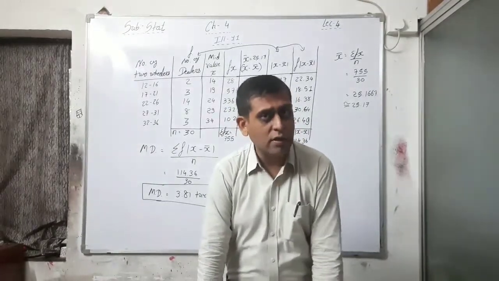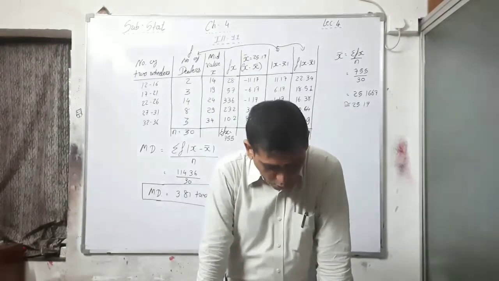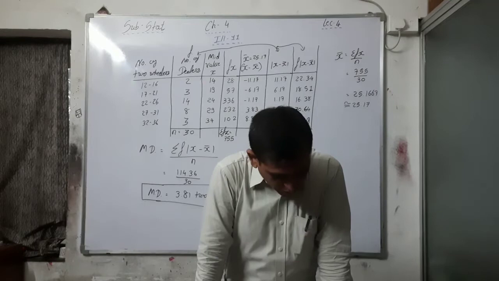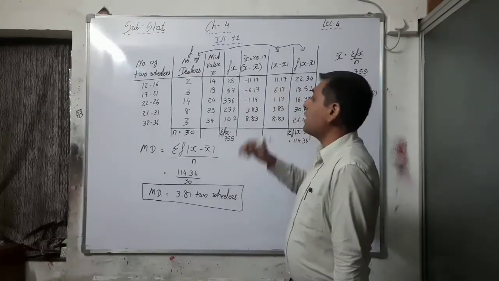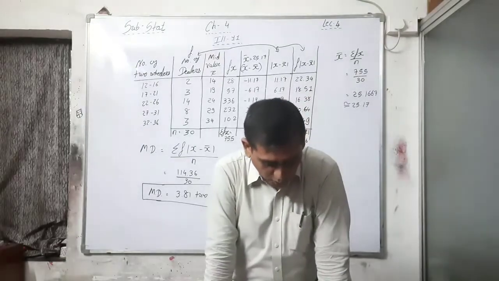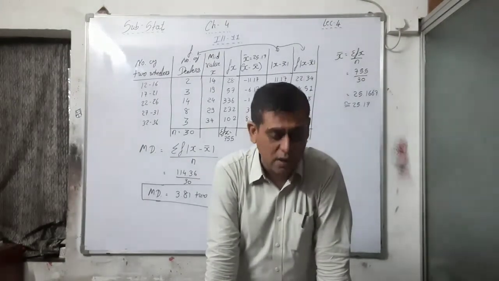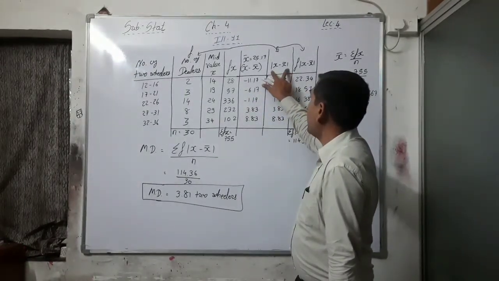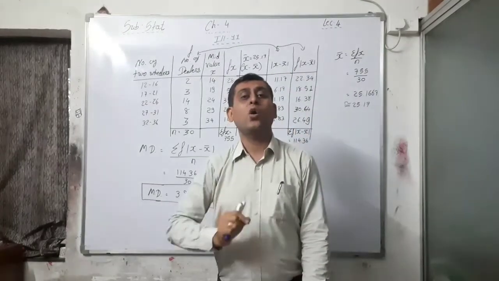Measures of dispersion, next measure, that is standard deviation. Instead of taking the absolute value of the deviation of each observation from the mean, the square of the deviation is taken. Here we don't take the absolute value of x minus x bar, not the modulus form, but we want x minus x bar whole squared.